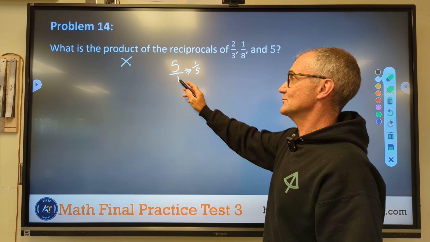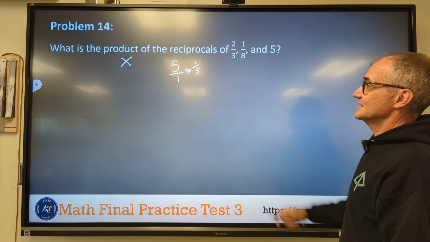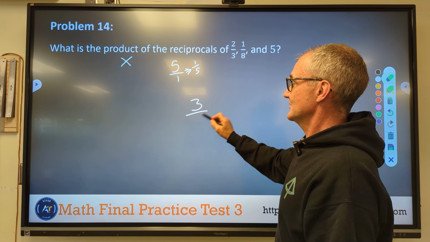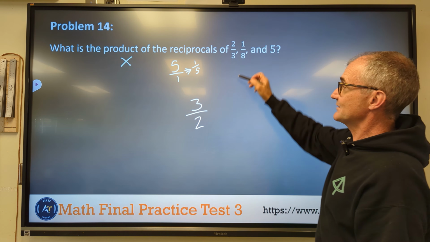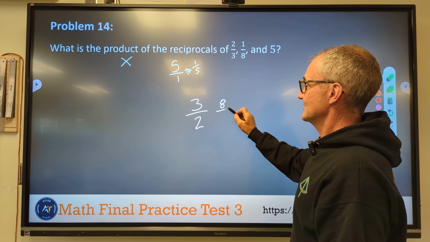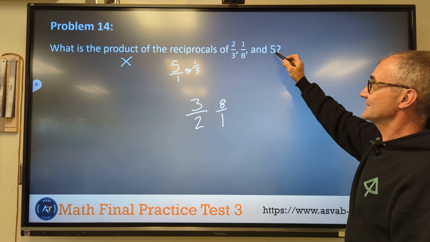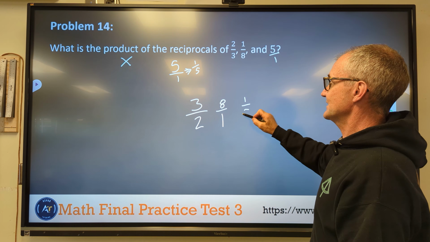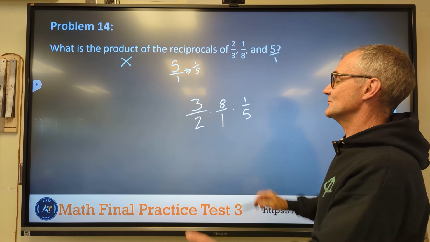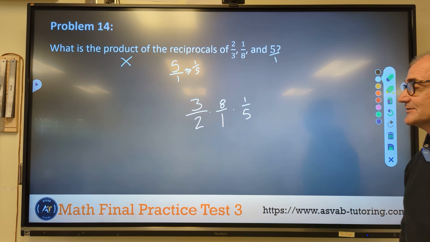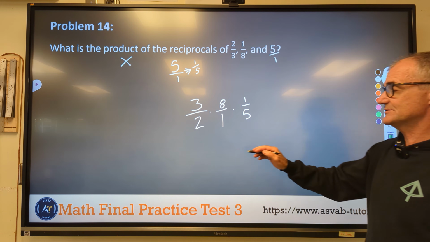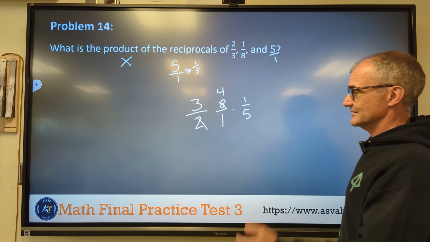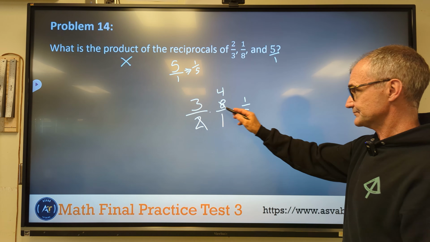This is 5 over 1, really, right? It becomes 1/5. So I'm going to flip that over to get 3 over 2. I flip that over to get 8 over 1. I have 5 over 1. The reciprocal of that is 1/5. And then the product, I want to multiply all those things together. So 2 goes into here once. 2 goes into here 4 times. I don't think I could reduce anything else.